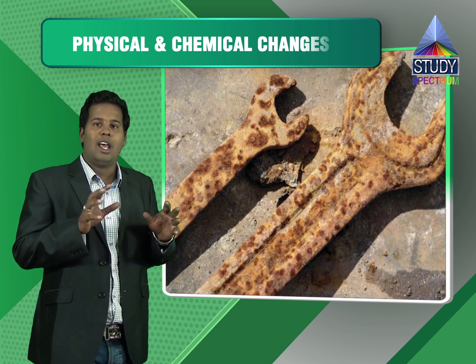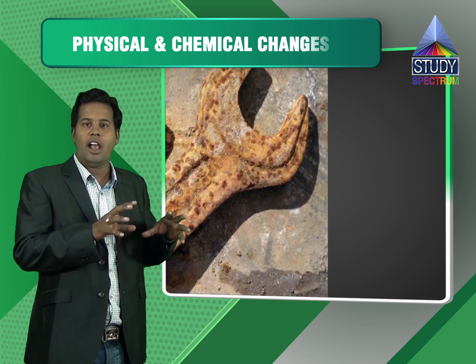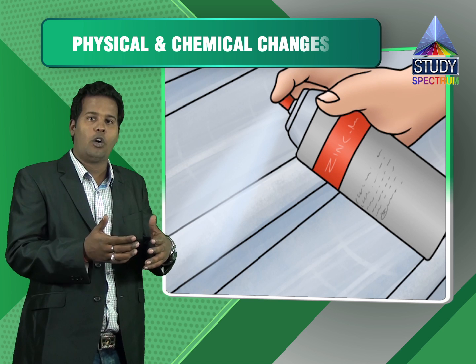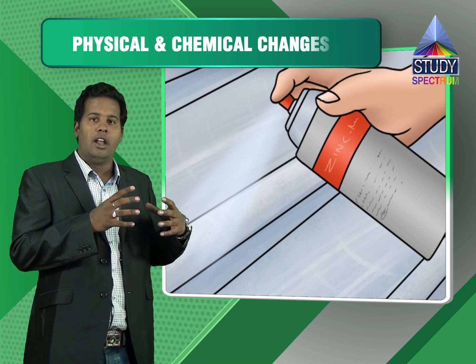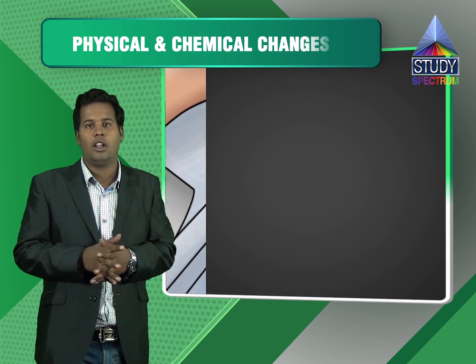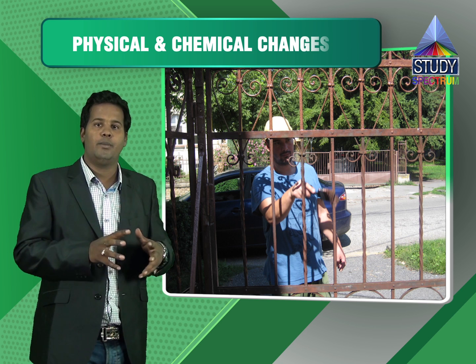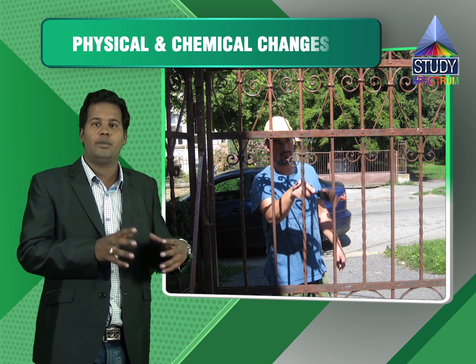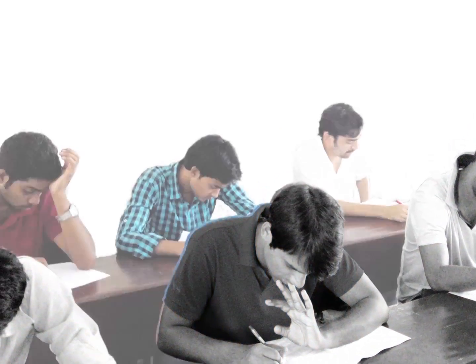So if you apply paint on the iron gate, it prevents the iron metal from coming in contact directly with the oxygen or the moisture present in the environment, and helps to prevent the formation of iron oxide, which is reddish brown in color and is also called rust of iron. So this is how painting helps us to prevent rusting of an iron gate.